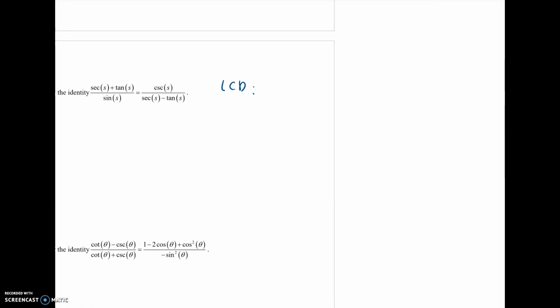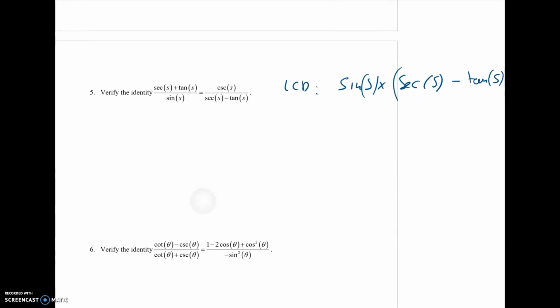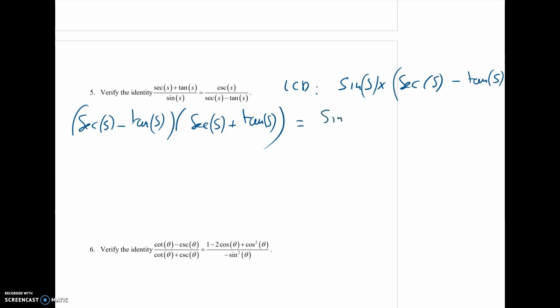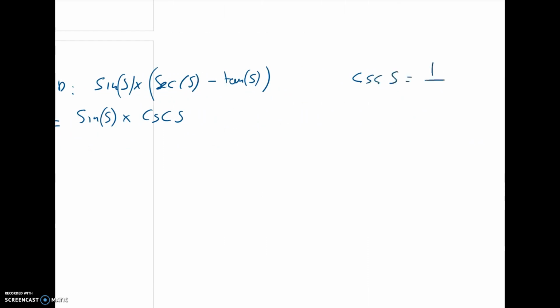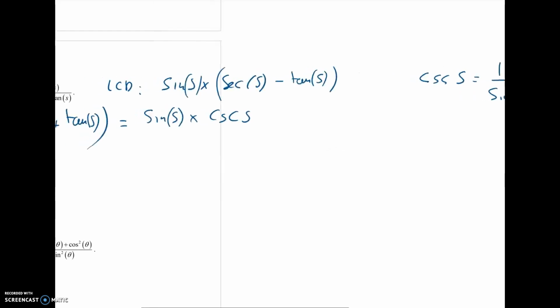You know that the LCD is going to be sine s multiplied by the sec of the angle s minus the tangent of the angle s. So if I multiply both sides by my LCD, I'm going to have sec of s minus tangent s multiplied by sec s plus tangent s. The sine s will be divided out on the left side, and on the right side you have sine s multiplied by cosec of s. Right away, you should remember that the cosec of an angle is equal to 1 over the sine of this angle.